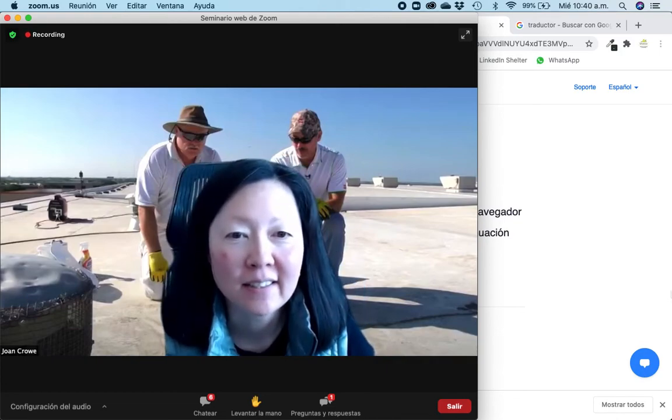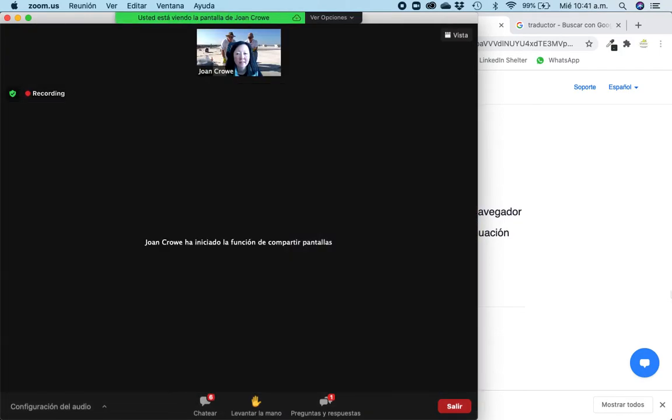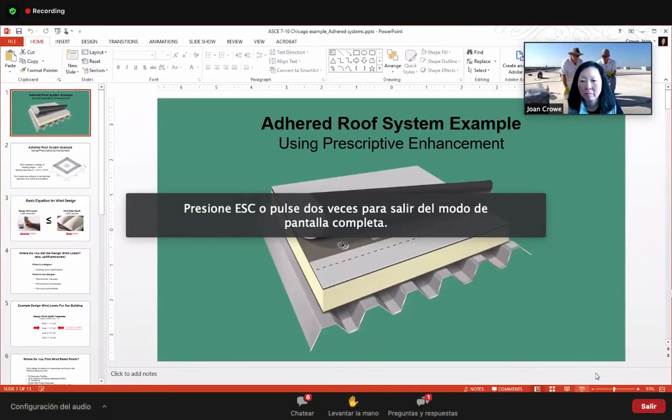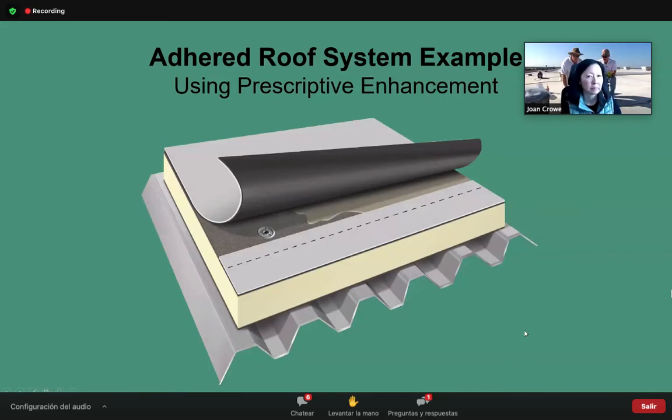Hold on. And so what's awesome about this is that Joan is actually going to run through a real building example with the uplift pressures. Something that somebody in engineering or somebody super smart like Joan can figure out, where we just want to know, how many fasteners do I need to put? So, Joan, I'm going to turn it over to you. All right, everyone can see my screen, right? Yes, ma'am. All right, so I'm going to go over an adhered roof system.